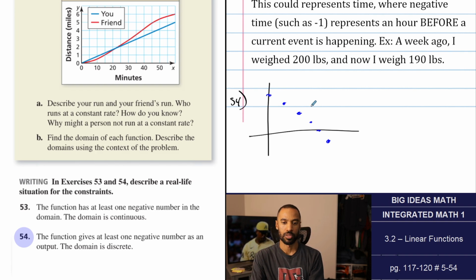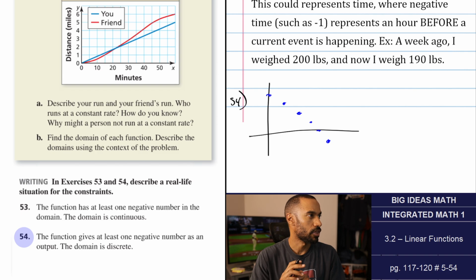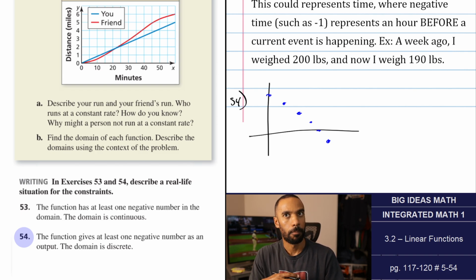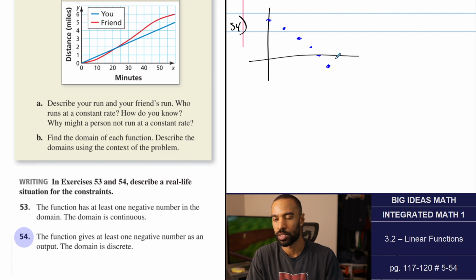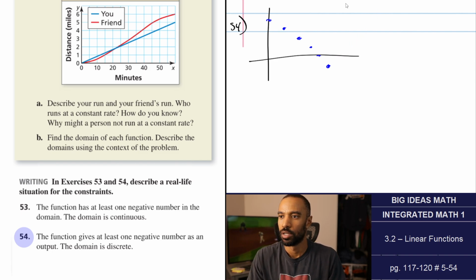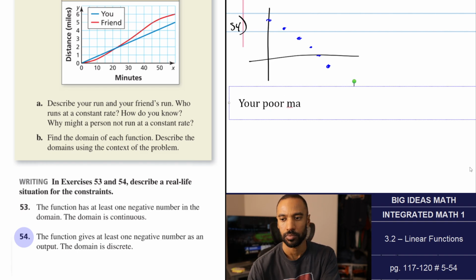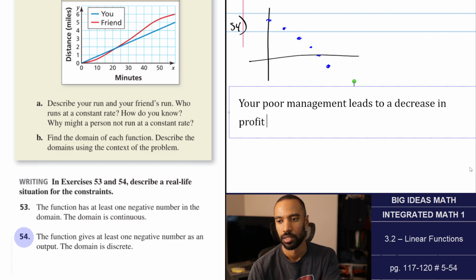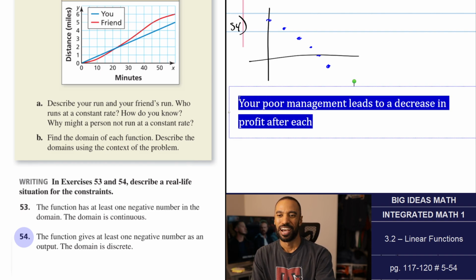I have so much trouble with this, and I don't want to pause for the very last question. I want to think. Okay, I'll think of sales, but why do you lose money over time when it comes to sales? Well, because of productivity or whatever. Your poor management leads to a decrease in profit after each sale. Your poor management.